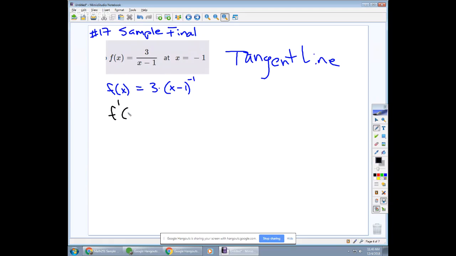So f prime of x, the 3 is a constant. Constant multiple, it gets carried along. The derivative of this would be negative 1 times x minus 1 to the negative 2. Derivative of the inside is just 1. So cleaning that up, I get negative 3 over x minus 1 squared.